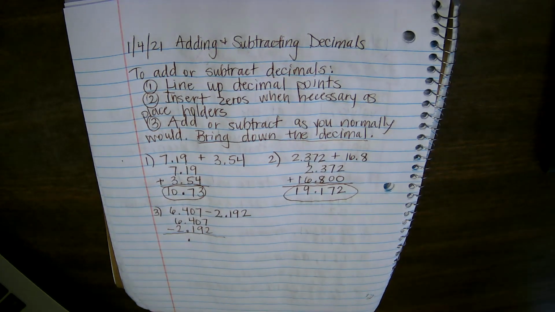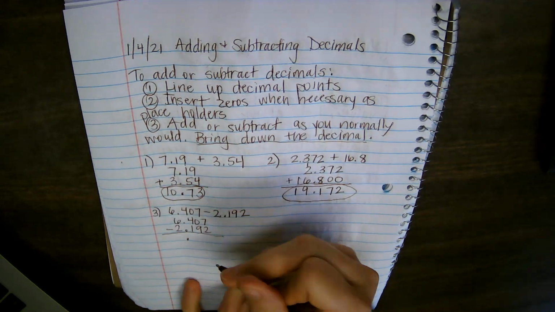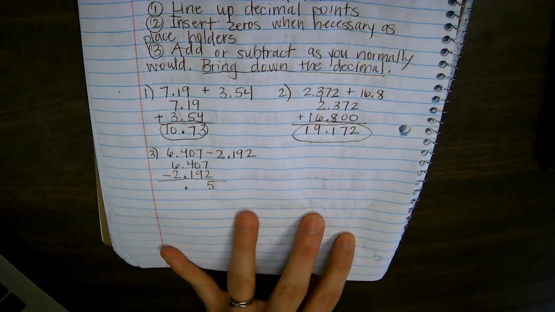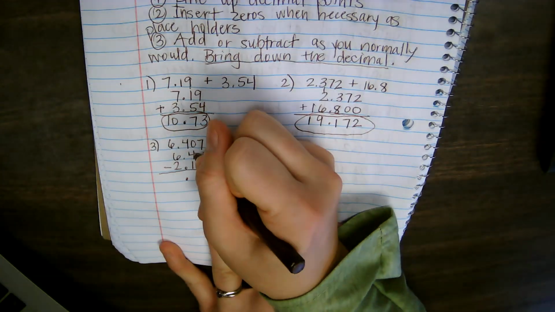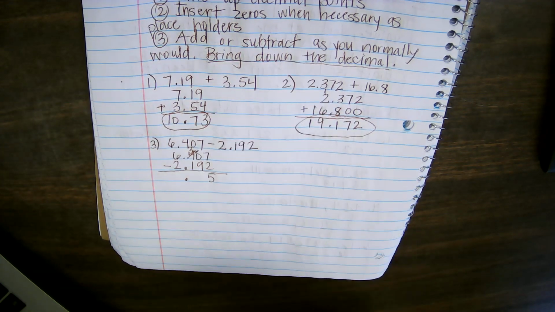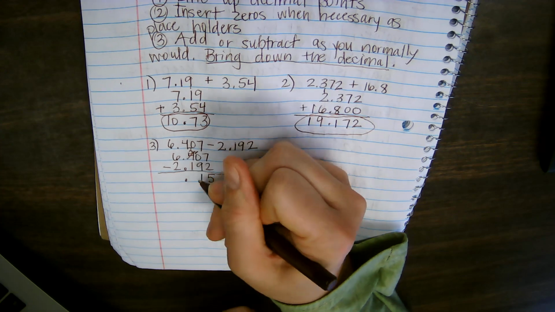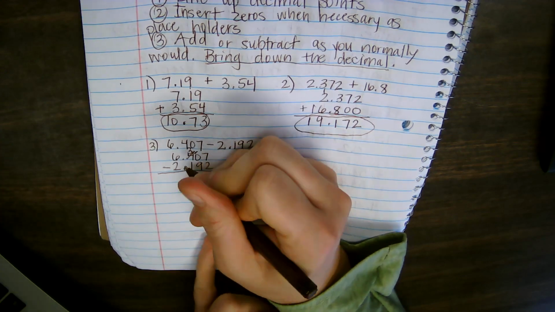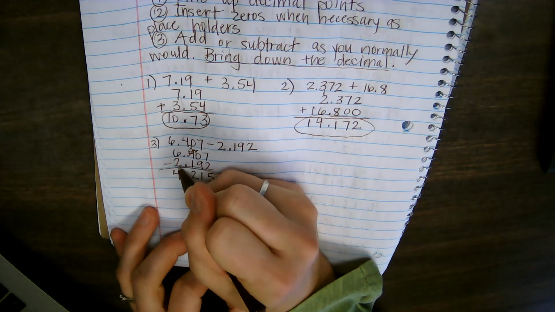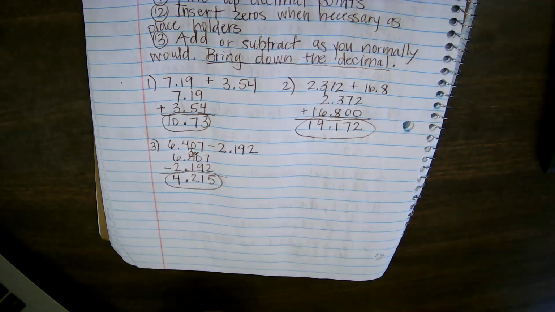Now remember, I'm subtracting. So 7 minus 2 is 5. I can't take 9 from the 0. So I have to borrow from the 4, so that becomes a 3. 10 minus 9 is 1. 3 minus 1 is 2. 6 minus 2 is 4. So my answer is 4 and 215 thousandths.